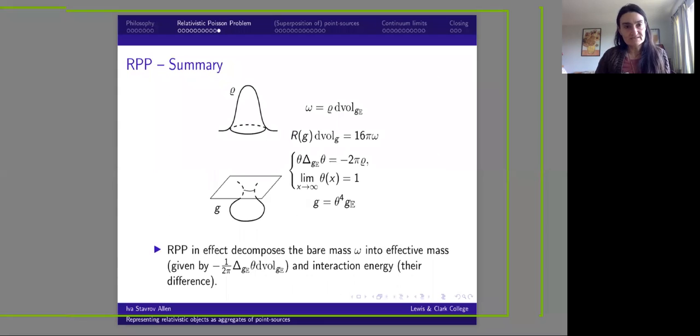So here's the basic framework in summary. Matter will be prescribed in the form format, so it'll be a 3-form on punctured R3. I will give myself the constraint equation, which becomes a relativistic Poisson problem. I can always solve it, and in response, I get some kind of a geometry with some kind of a gravitational well, perhaps. And another thing to keep in mind is that this relativistic Poisson problem decomposes omega into its effective mass component and the interaction energy component.